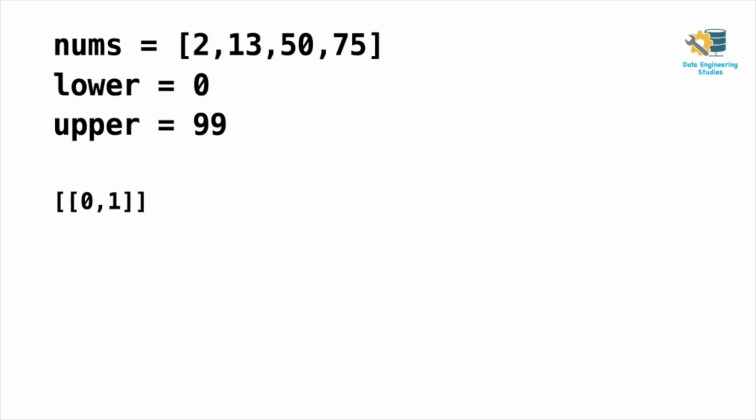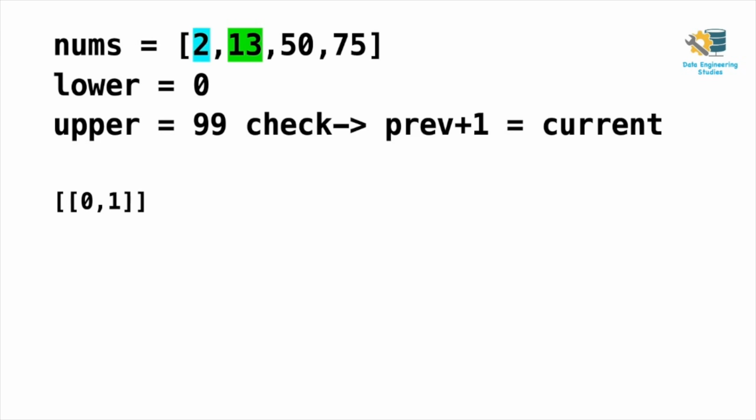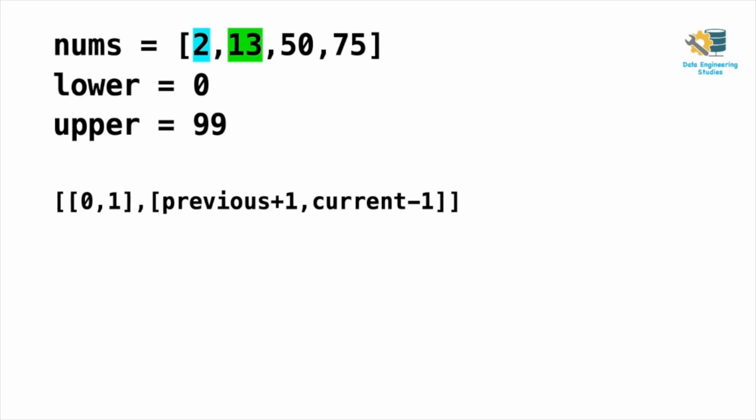Next, we will iterate from the second number and compare 13 with the previous number. We will check if the previous number plus 1 is equal to the current number. In our case, 2 plus 1, which is 3, is not equal to 13. So we will insert previous plus 1, comma, current minus 1. Our previous plus 1 is 2 plus 1, which is 3, and our current minus 1 is 13 minus 1, which is 12.